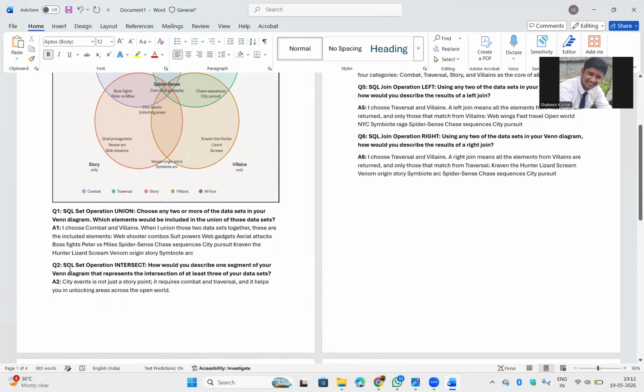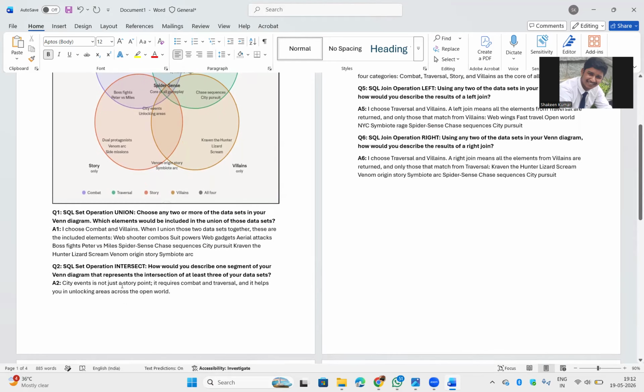The second question is SQL set operations, intersect. How do you describe one segment of your Venn diagram and represent the intersection for a list of three data sets? For this question, I chose city events. It is not just a story point, but it requires combat and traversal, so it helps you unlock areas across the open world.